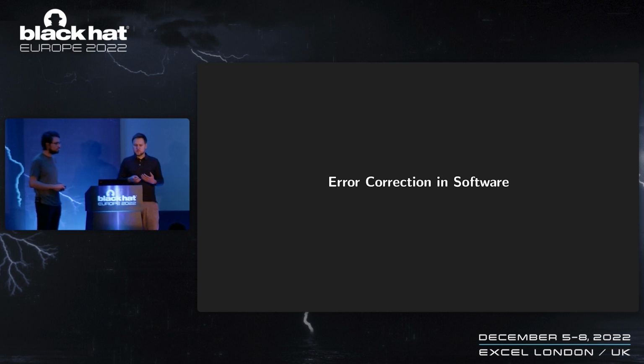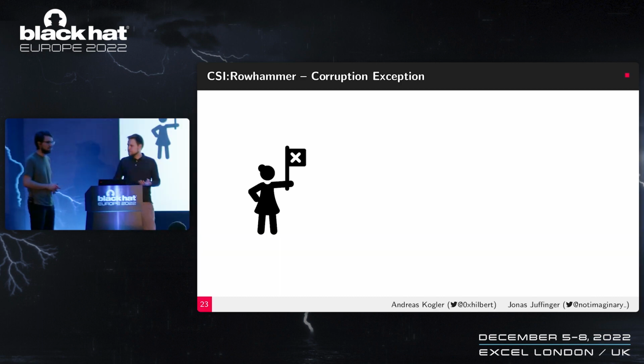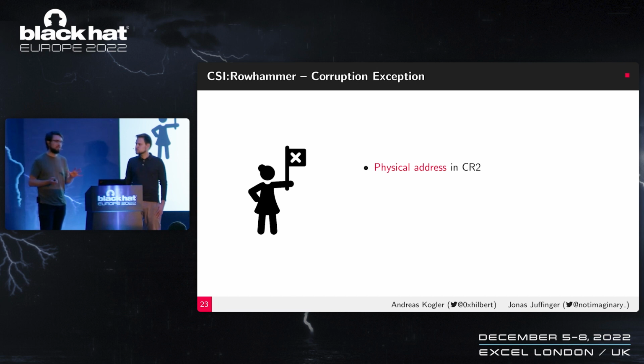So now we have this exception and you handle that exception, right? Yes. So we have this exception. It looks a bit like a page fault handler from the outside. We get the physical address from where this bit flip happened, where the corruption is, in the CR2 register. And then we have 3 new instructions.